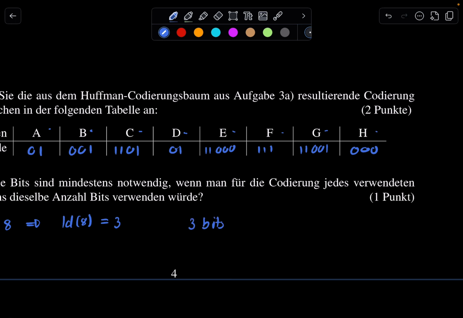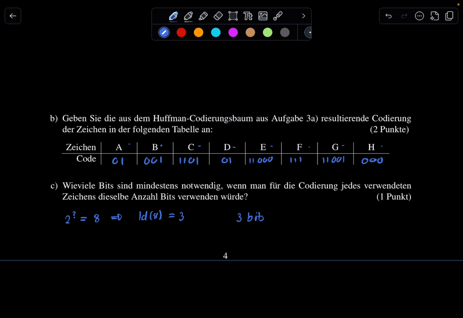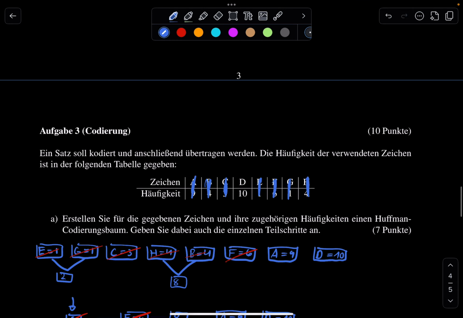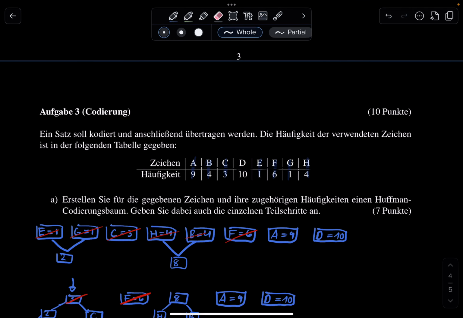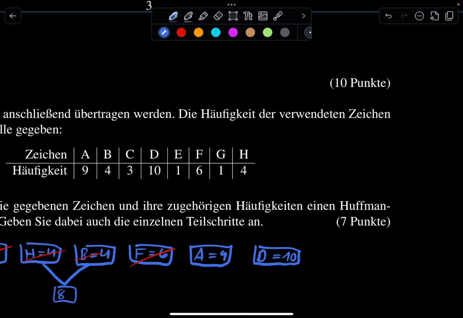Now, we have 3 bits, right? And we want to know how many values we have here. So in this case, if we add all of these up, how many bits do we use? We know that if we just use one of each, it's going to be 3 bits, 3 bits, 3 bits, right?